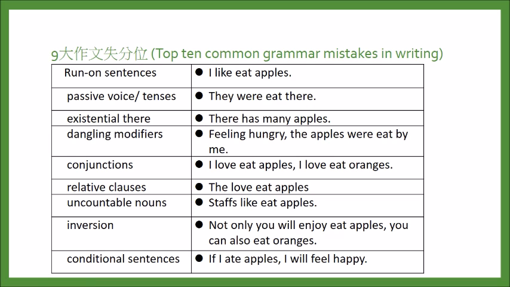And then for dangling modifiers, you may get it wrong because you may actually use this participial phrase to modify the apples, which is wrong. And then for conjunctions, you should actually add them between every clause or sentence, so that it would be more grammatically correct.